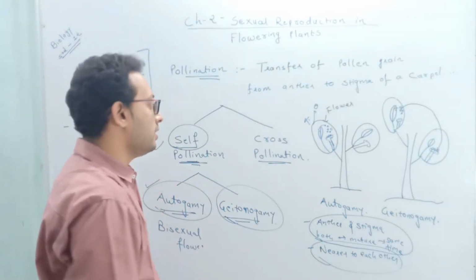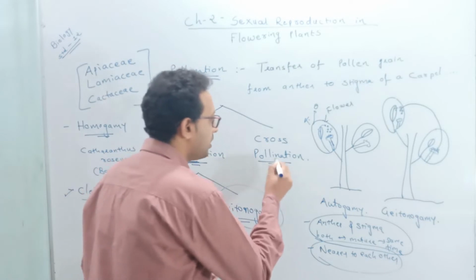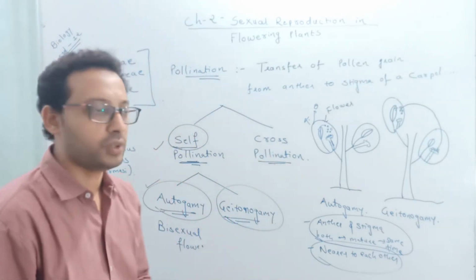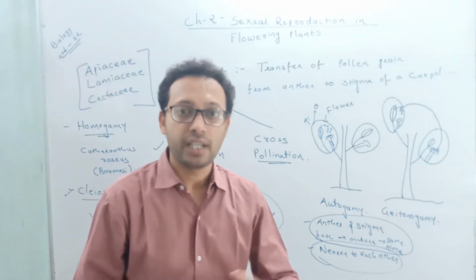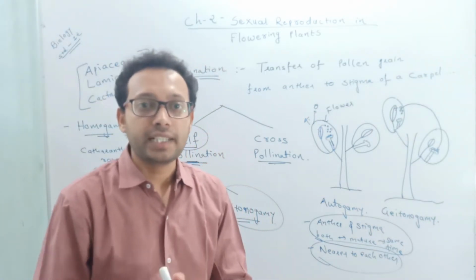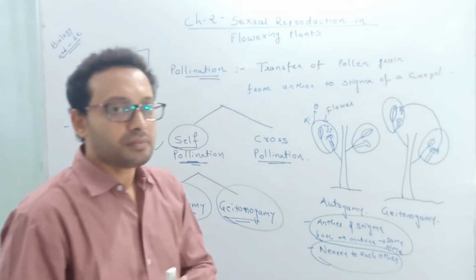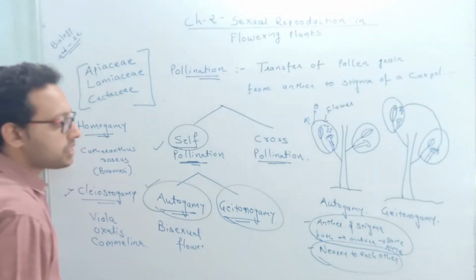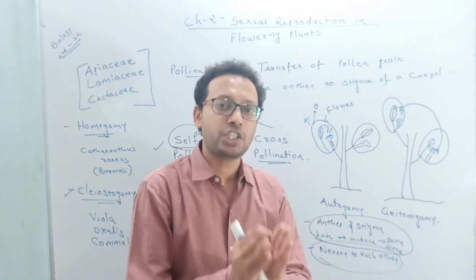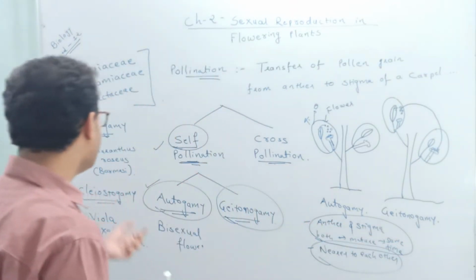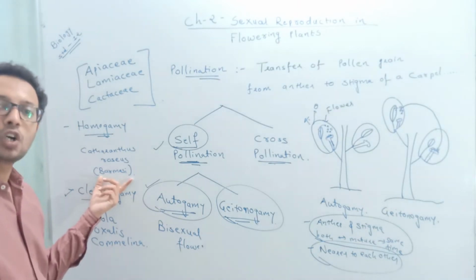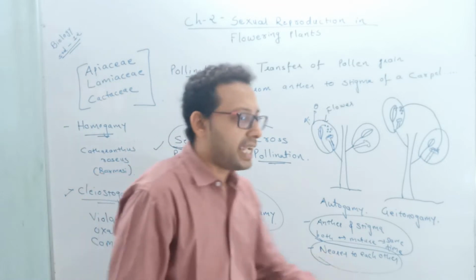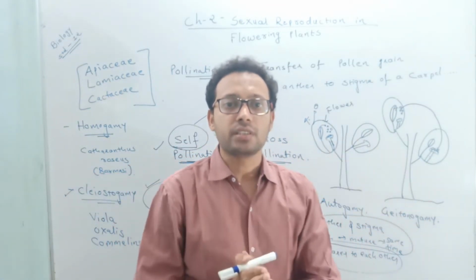Okay. Now the third type is called the cross-pollination process. So let's start with cross-pollination. Before I start, I would also like to mention again the conditions that promote self-pollination. First condition is homogamy. Homogamy means the anther and stigma mature at the same time, and it is observed in Catharanthus roseus, commonly called Barnasi. Second condition, in which the anther and stigma come nearer to each other.